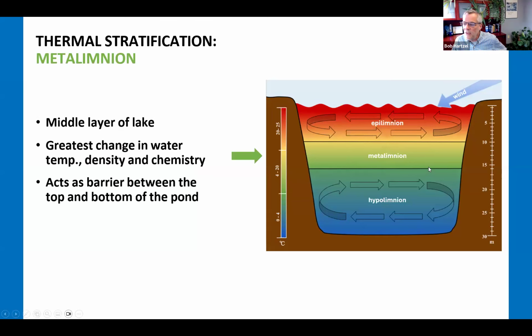In the middle, we've got this zone of rapid change, where both dissolved oxygen and water density rapidly change. And because of that rapid change in density, it actually creates a mixing barrier between the top and the bottom.